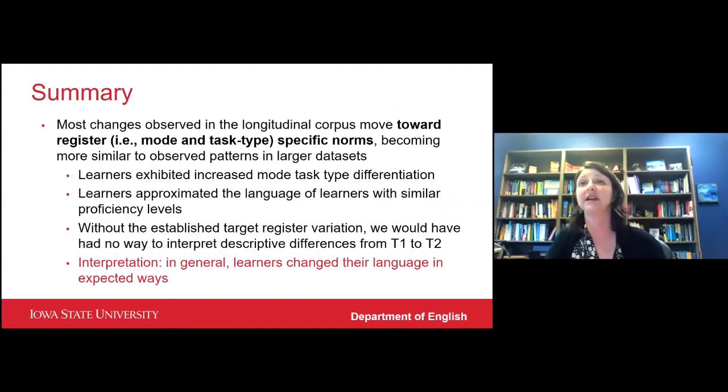Okay, so in summary, most of the changes observed in this longitudinal corpus moved toward register-specific norms and became more similar to the observed patterns that established what we would expect to see. The learners exhibited increased mode and task type differentiation. So while they started out with their language being closer together in particular modes, over time they were able to differentiate speech versus written tasks, and integrated versus independent tasks, and they were able to differentiate their language. And this leads us to be able to make an interpretation that learners change their language in the expected ways.